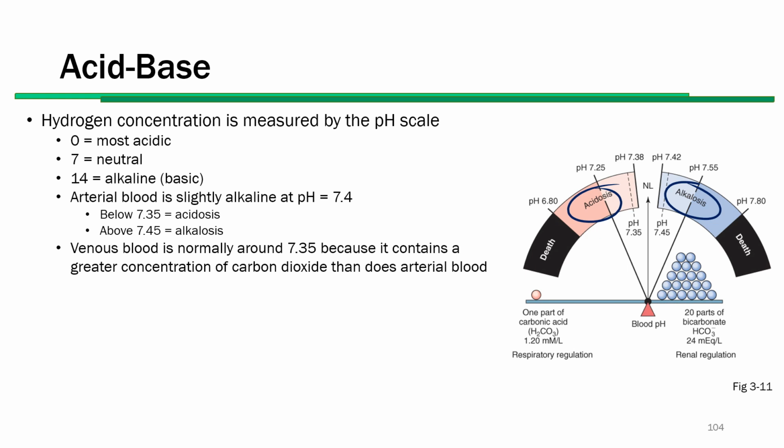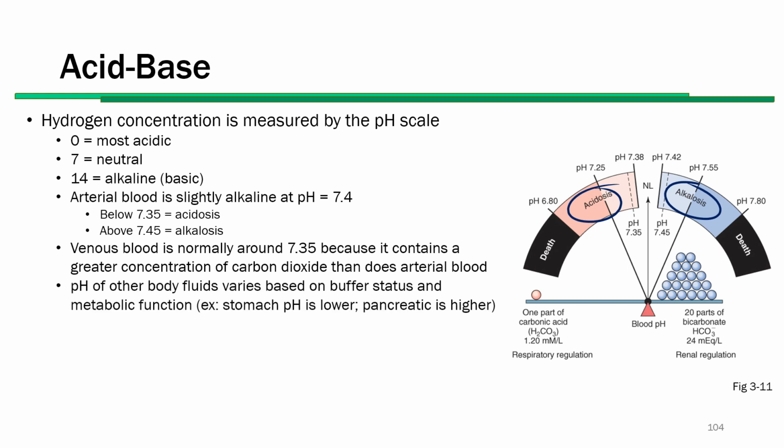Venous blood is normally around 7.35. Venous blood is a little bit more acidic because it has more carbon dioxide, because it's taking that carbon dioxide away from the tissues back towards the lungs. Arterial blood is headed out towards the tissue, so it doesn't have as much carbon dioxide. So it doesn't usually have such a low pH.